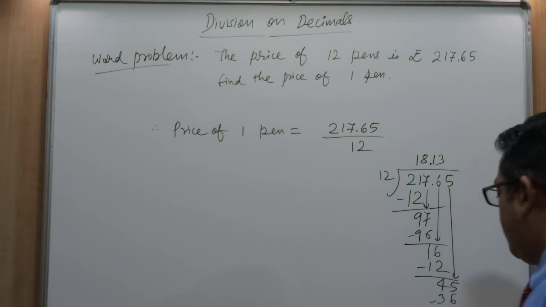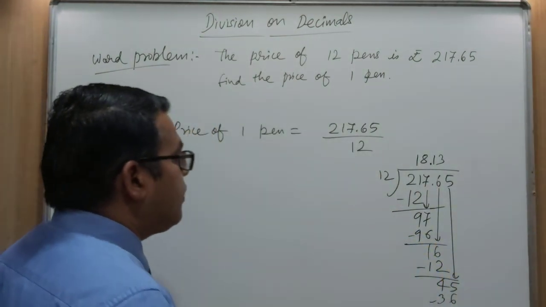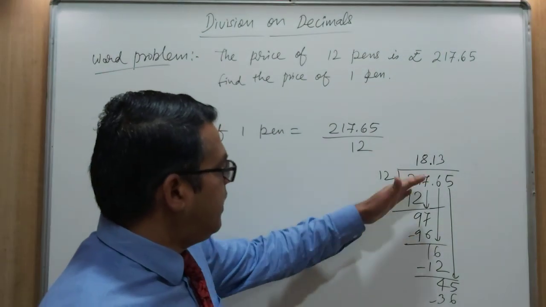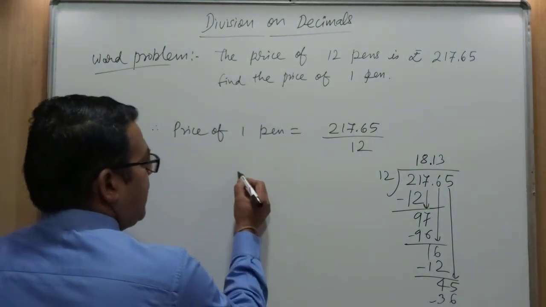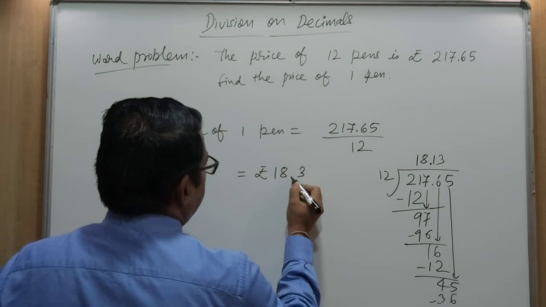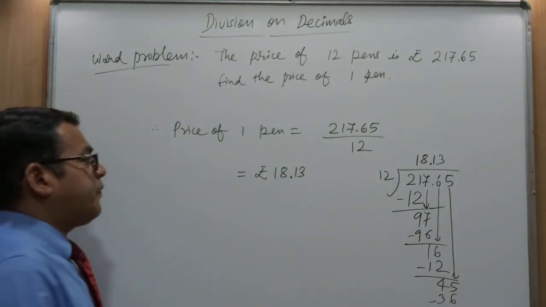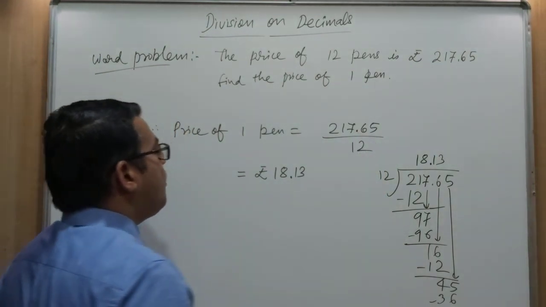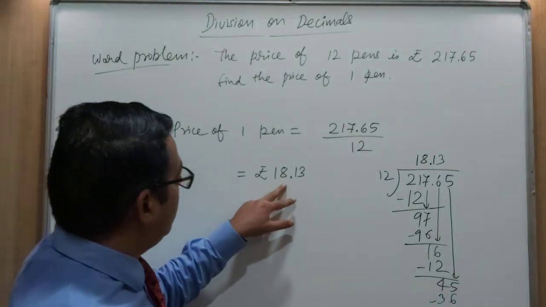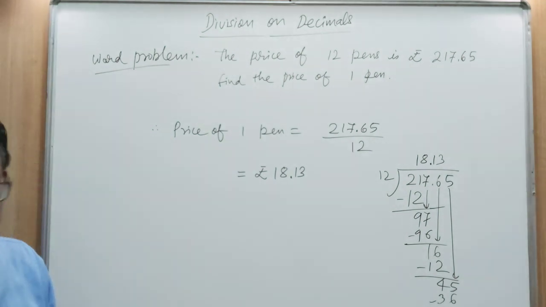What we have now here? 15 minus 6. We have here 9. Right? So no need to do because 9 it is repeating here. Here we also have 9. So just leave it, and the answer is rupees 18.13 approximate. So price of one pen is approximate 18 rupees and 13 paise. Hope you understand this question also.